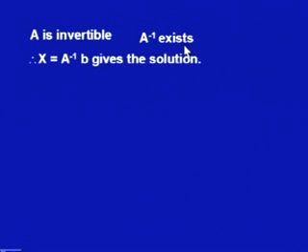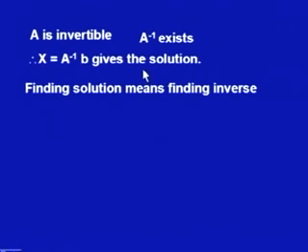And if A inverse exists, then we can pre-multiply our given equation Ax = b by A inverse, which simplifies to x = A inverse b. So, this expression gives us the solution for the non-homogeneous system Ax = b.